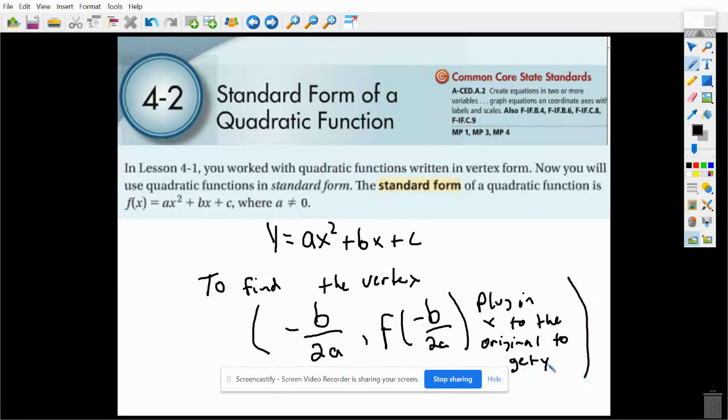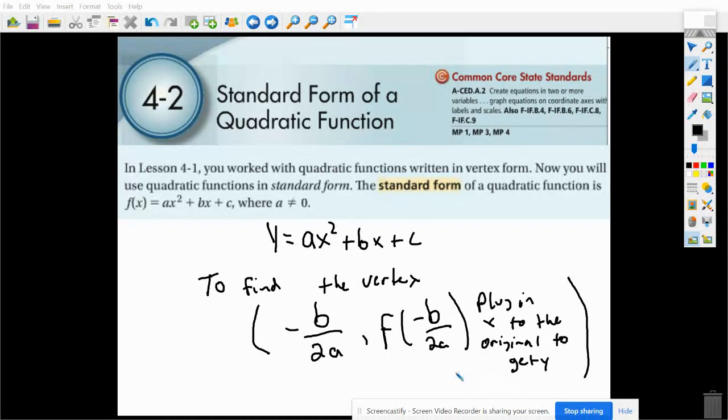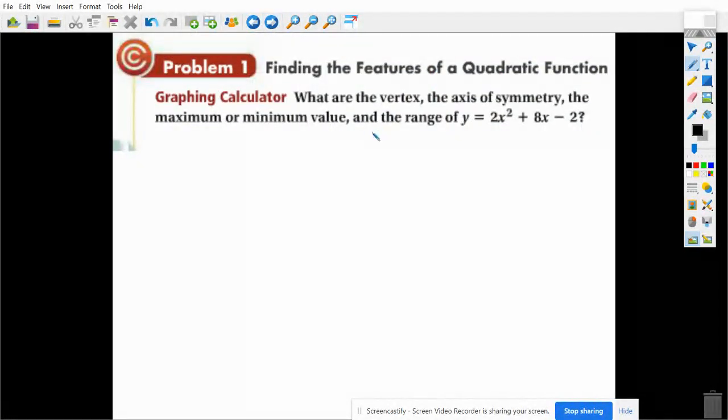So again, it's just an ordered pair, and I know this looks like a mess, but as we do an example here in a second, it will make more sense. But again, the most important point for us to find is that vertex. We've got to find the vertex first, okay? And then once we find the vertex, that gives us our axis of symmetry and some other values. So right here, we got a problem. It says, what are the vertex, axis of symmetry, the maximum or minimum value, and the range?